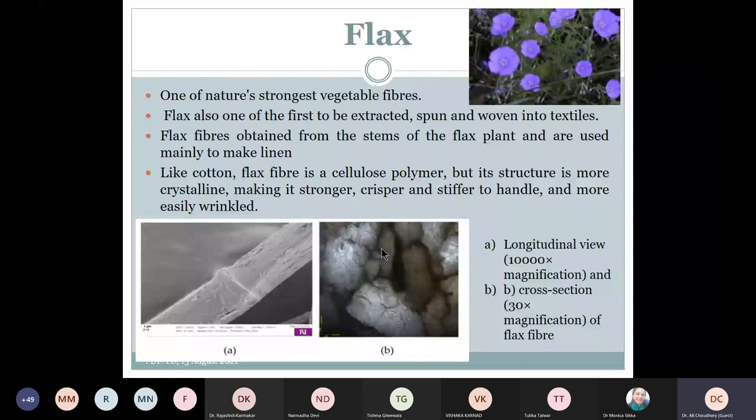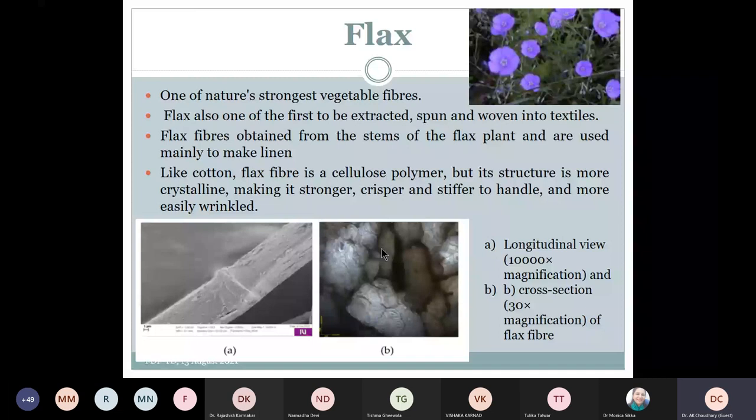Linen is slightly costlier than cotton. Not slightly, it is two or three times costlier than cotton fiber. This linen-based fabric or garment is used especially in the summer. Like cotton, flax fiber is a cellulosic polymer, but its structure is more crystalline, making it stronger, crisper, and stiffer to handle, and more easily wrinkled. Here you can see the longitudinal view at this magnification of the linen fiber.